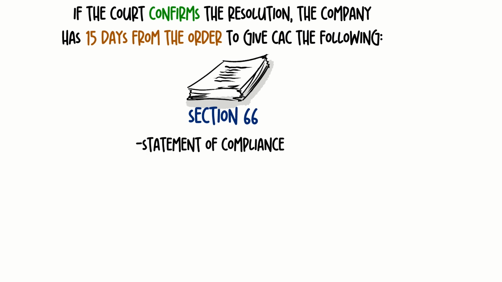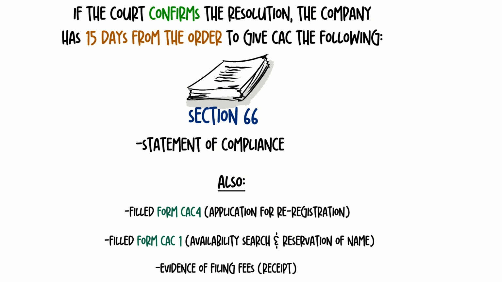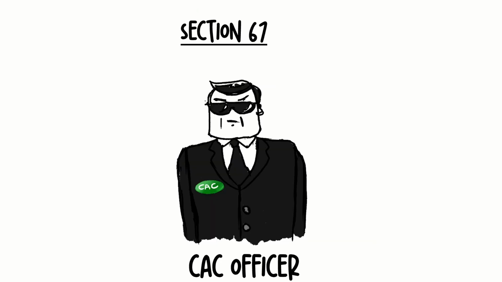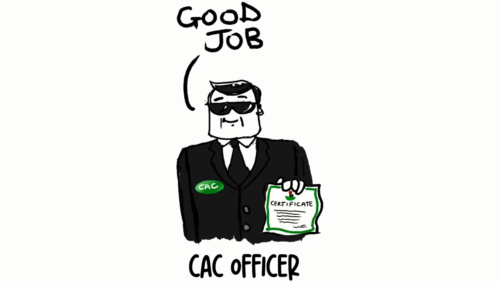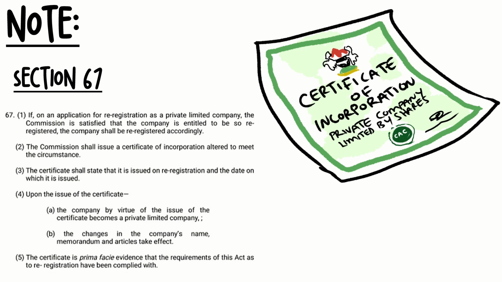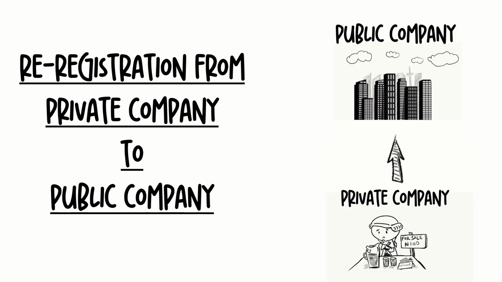And 4. A statement of compliance that the requirements for re-registration as a private company have been complied with. If CAC is happy, then CAC will issue the company a certificate of incorporation as a private company. Note: this new certificate of incorporation would show that the company has been re-registered and also shows the date of issue. The certificate would serve as prima facie evidence that the requirements of Section 63 of CAMA have been complied with. And that's all for our first corporate law practice procedure. The next procedure video we are going to make is the procedure to take to re-register a private company as a public company.